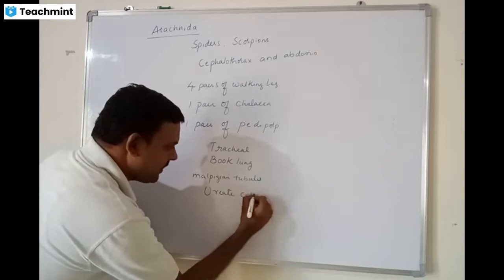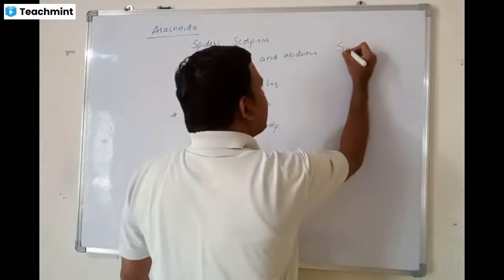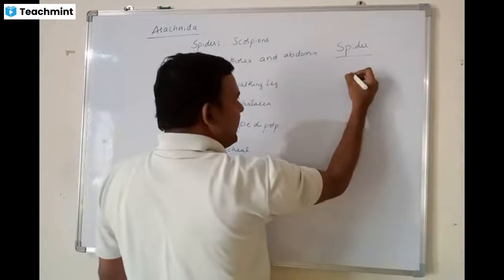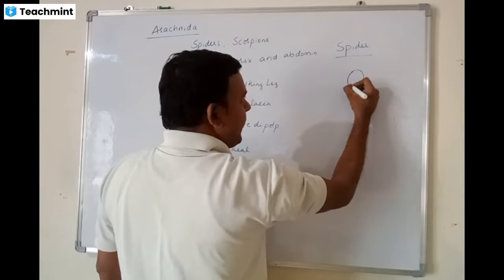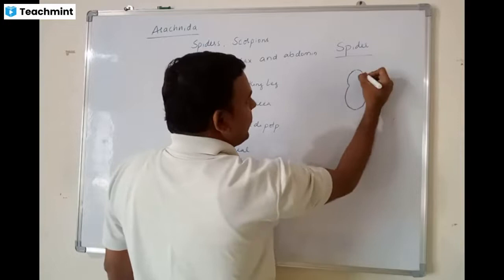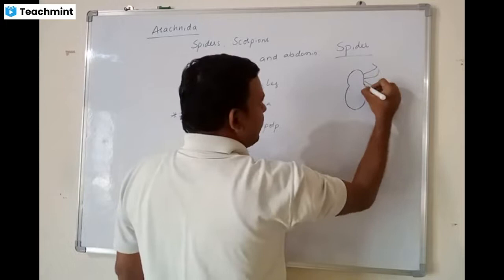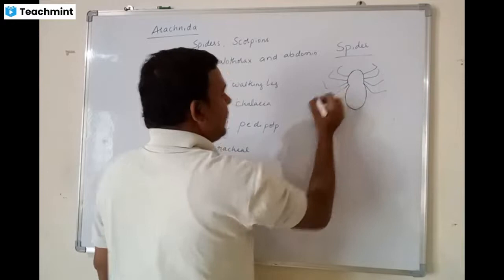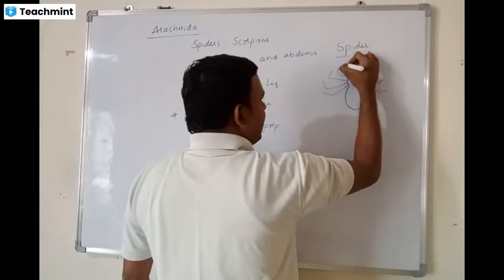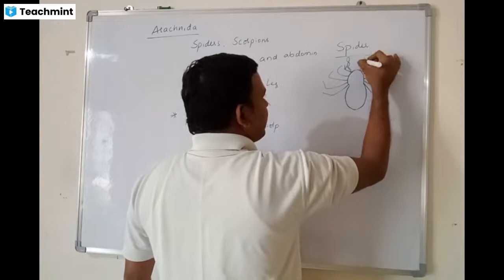Now let us take examples of this spider. In spiders, the body is divided into the cephalothorax and the abdomen. From here we find four pairs of legs, 1, 2, 3, 4, and one pair of chelicerae, and in addition there is a pedipalp. So we find all these structures in case of spider.